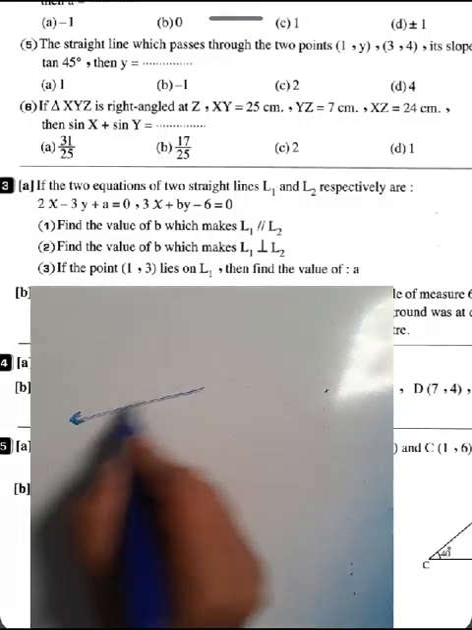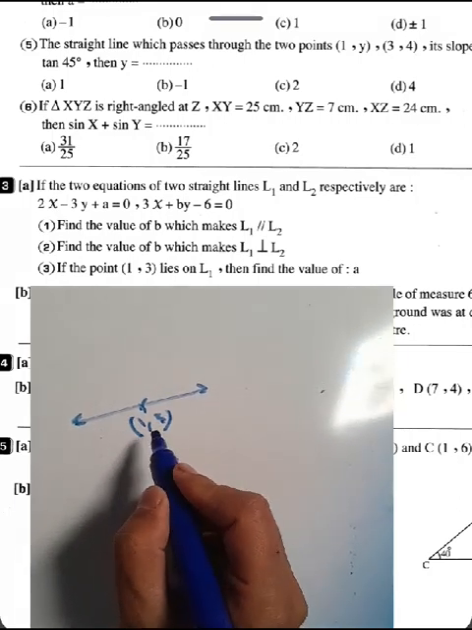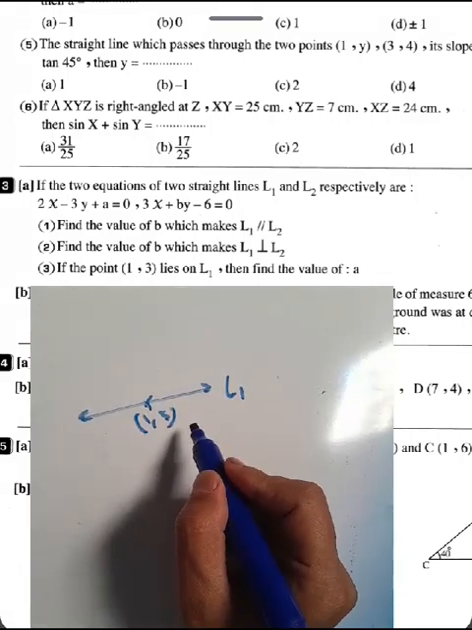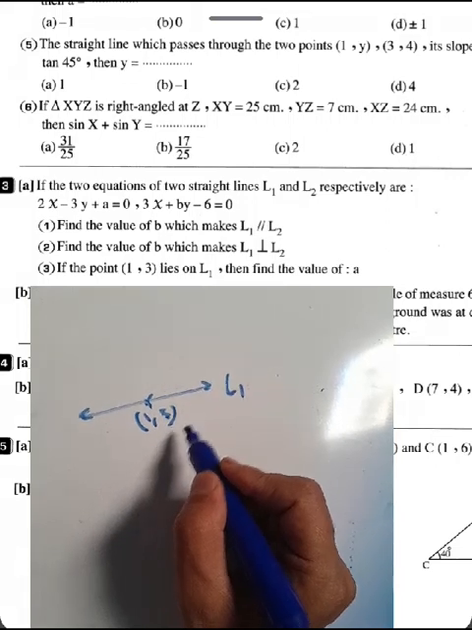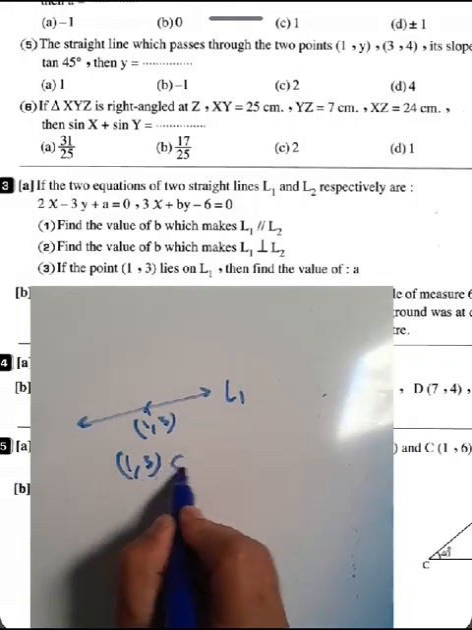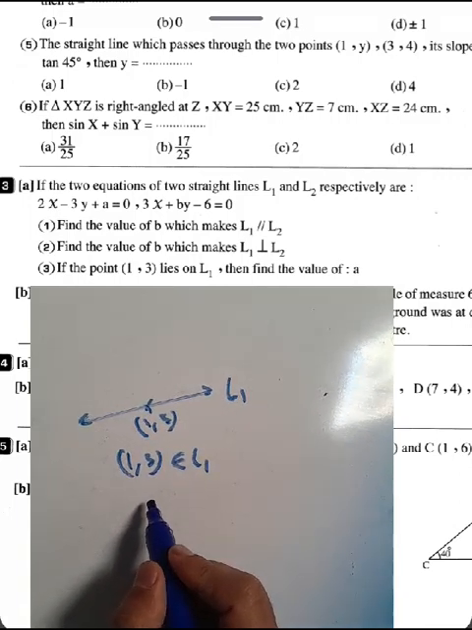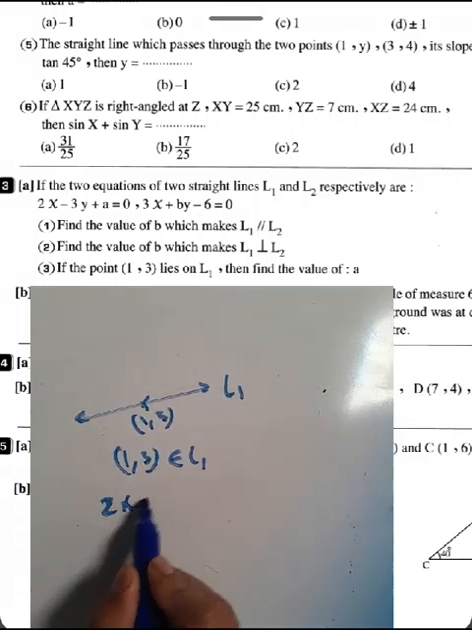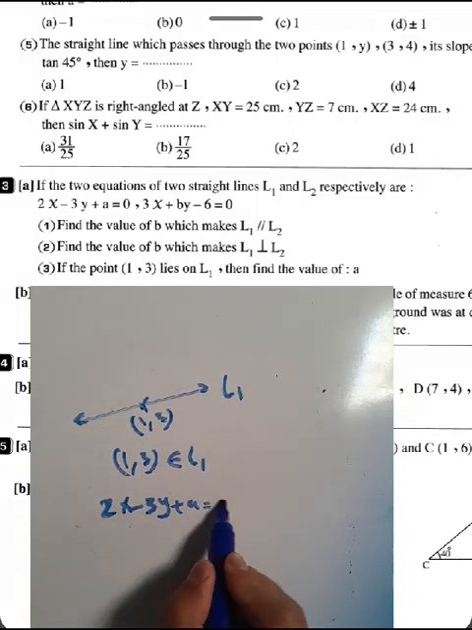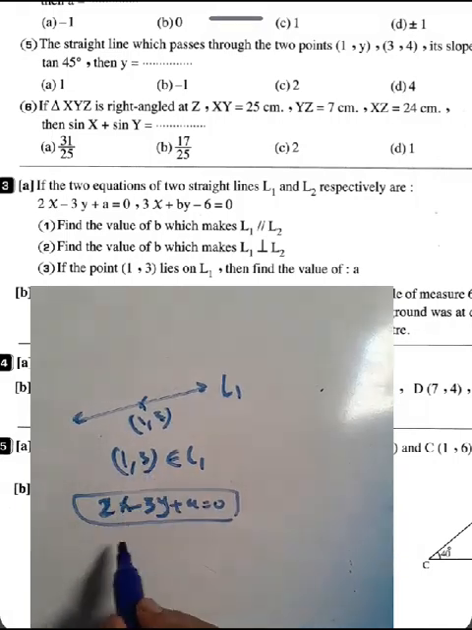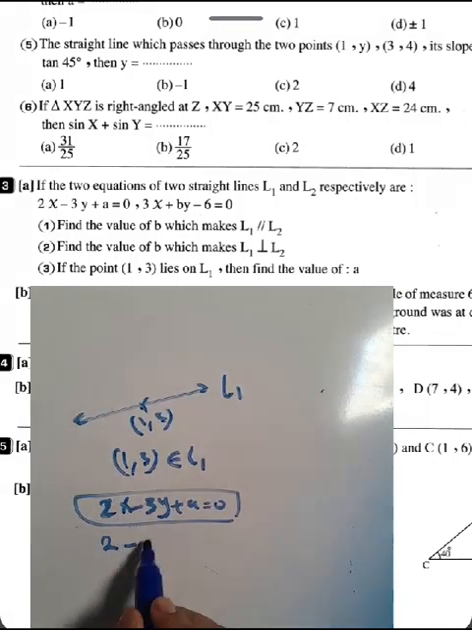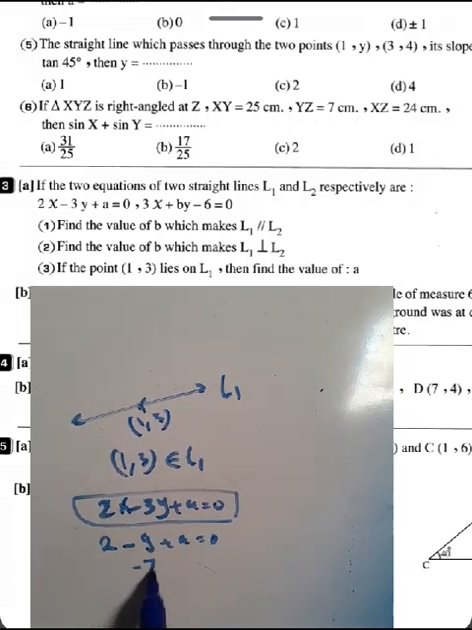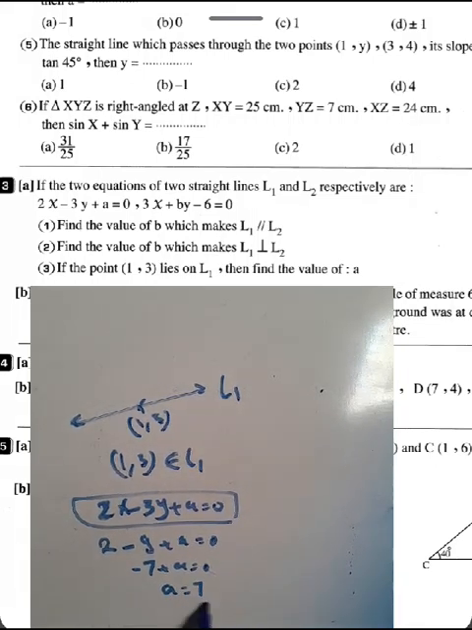Question number 3. If the point (1, 3) lies on L1, then find the value of a. This point lies on L1, so it satisfies the equation of L1. I am going to find the unknown a from the first equation, 2x minus 3y plus a equals 0, with x equal 1 and y equal 3. 2 times 1 equals 2, and 3 times 3 equals 9, plus a equals 0, then negative 7 plus a equals 0, so the value of a is 7.